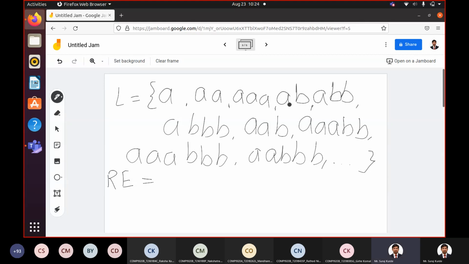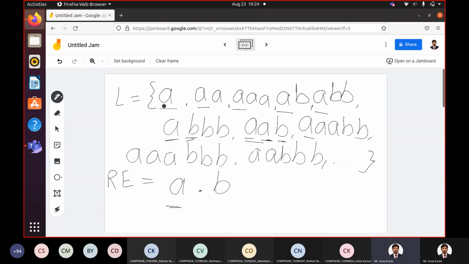Yes. A is followed by B. At the start there is A. Each string starts with A. We do not have any string which starts with B. So at the start it should be A, so I have written A. Then after A, it is B, or after A, multiple A's are there, but after A only, there is a B. After any B, there is no A. That means B is not followed by A.